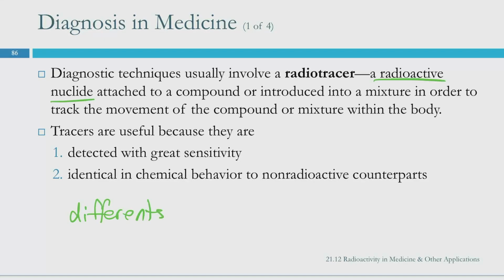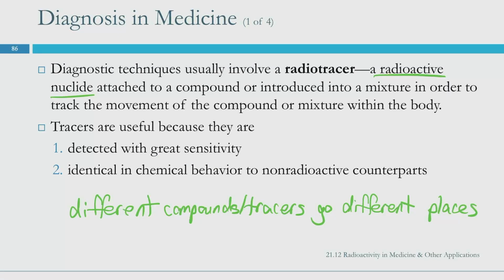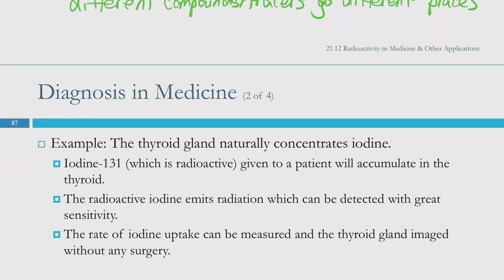Different compounds/tracers go different places and do different things. Tracers are great because you can detect them with great sensitivity, and they're identical in chemical behavior to their non-radioactive counterparts. I think we're going to talk about one of the examples. Yes, here it is, thyroid gland.